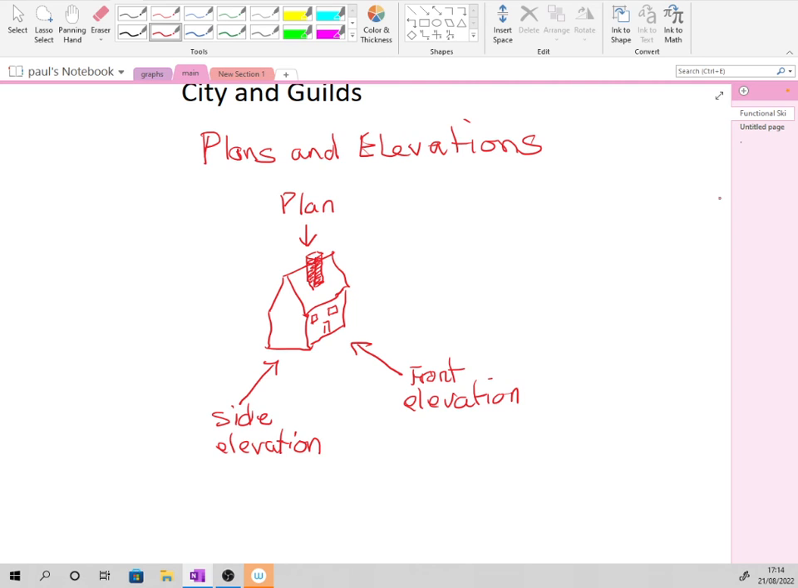If we look from the side, down here, what we're going to see is something like this. Just the side of the house, but remember there we've got the chimney that we see, that's on the front side of the roof. So that's the side elevation.